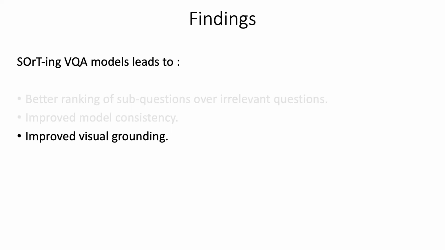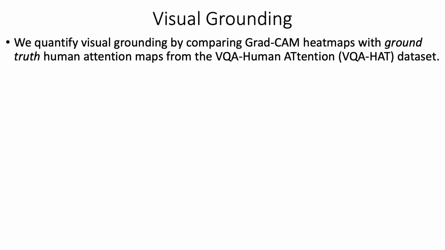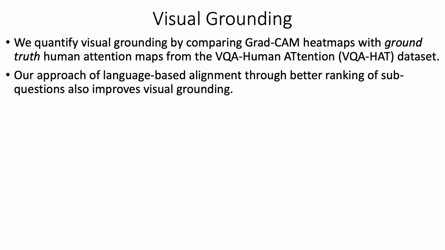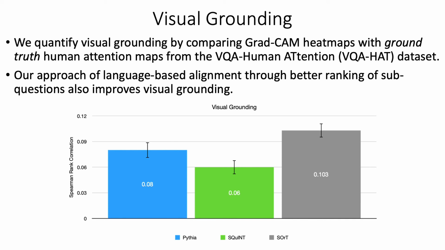And finally, our approach also leads to improved visual grounding, as quantified by comparing gradcam heat maps with ground truth human attention maps obtained from the VQA human attention dataset. As evaluated on the metric of Spearman rank correlation of these heat maps, our approach outperforms both of its baselines.